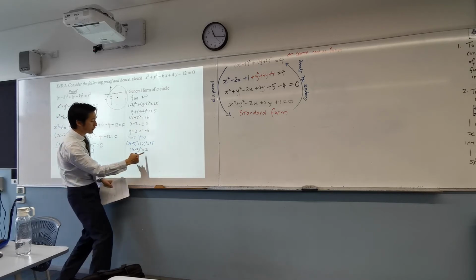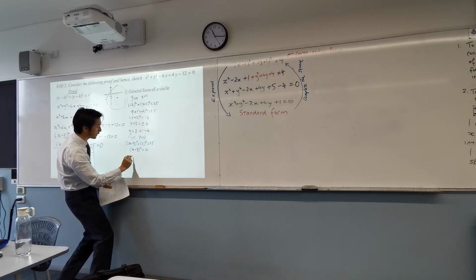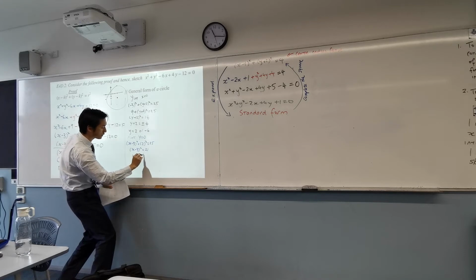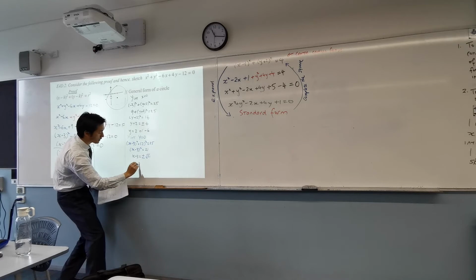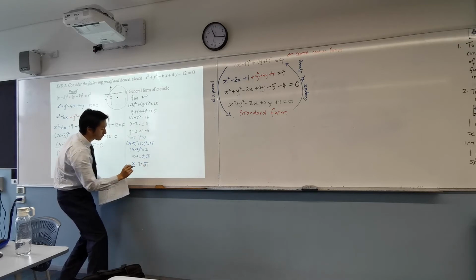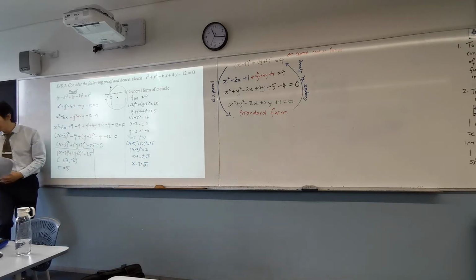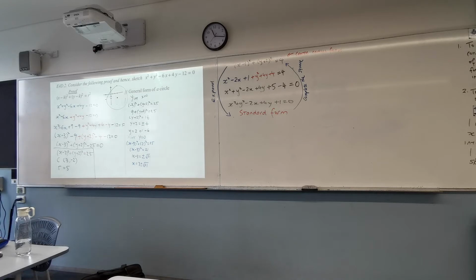Since 21 is not a perfect square, when I square root it, I can't simplify. So we have x minus 3 is equal to plus or minus root 21. And then I add 3 to both sides. 3 plus or minus root 21. So 2 x-intercepts and 2 y-intercepts.